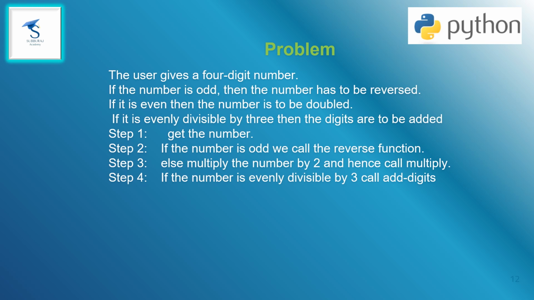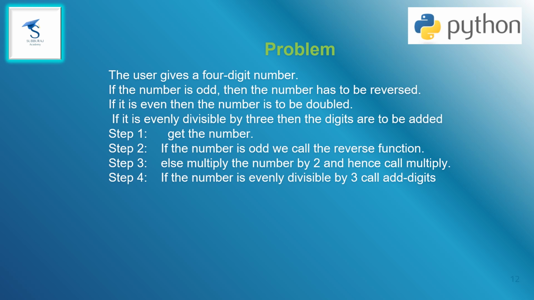The number is odd, so the number will be reversed from 21 to 12. And also, it is divisible by 3, meaning the remainder is 0, so add the digits: 2 plus 1 is 3. Suppose it's 22, you will only double it to 44.